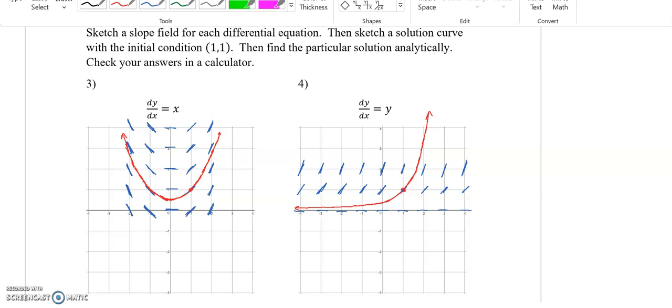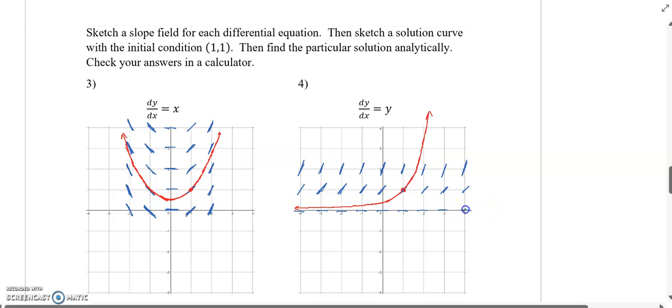Imagine a solution curve starting at this point. The slope tells us to go perfectly horizontal. We're going to end up at this point, and the slope still tells us to go perfectly horizontal at this point. When we see a collection of slopes that form a line like that, that's going to be an asymptote on our graph. So y equals 0 is in fact going to be an asymptote for all the solution curves of this differential equation.